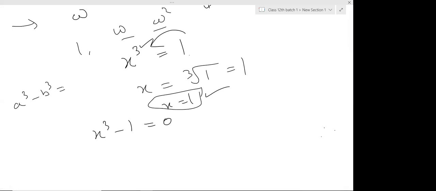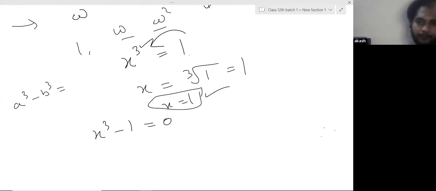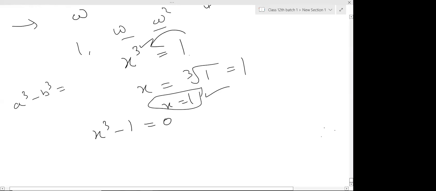So which formula? a cube minus b cube. Sir, a cube minus b cube is a minus b into... minus 3ab a plus b. Okay, we start with minus 3ab.